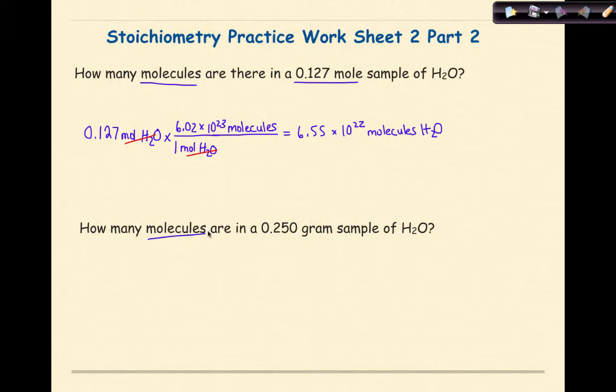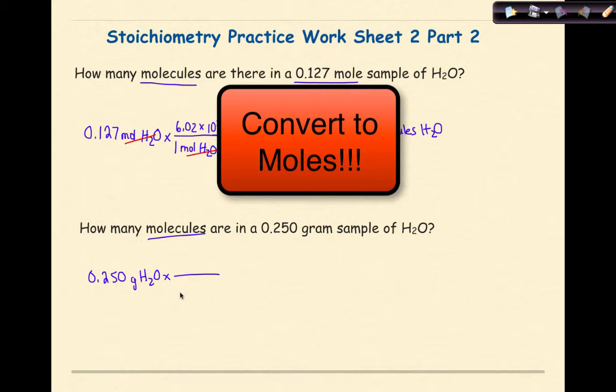How many molecules are there in a 0.250 gram sample of water? In this previous step, we only had to go from moles to molecules. In this one, when we look at this, we are trying to find molecules, but in this problem, we're given a mass. So let's write down our given. 0.250 grams of H2O. Now I know I can't go directly from mass to molecules, so I will follow the AP Chem mantra and convert to moles.